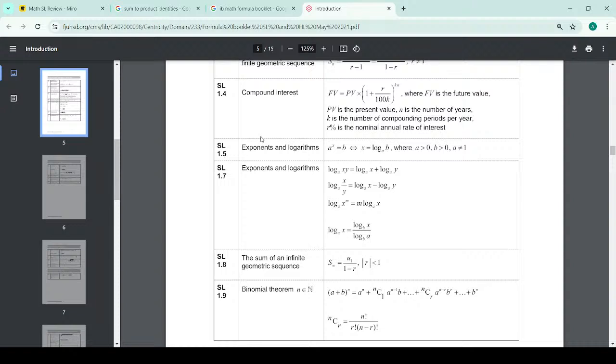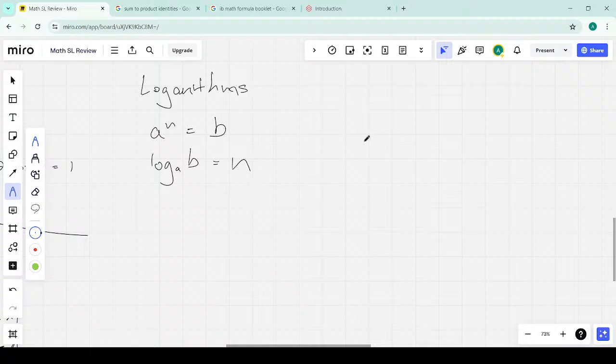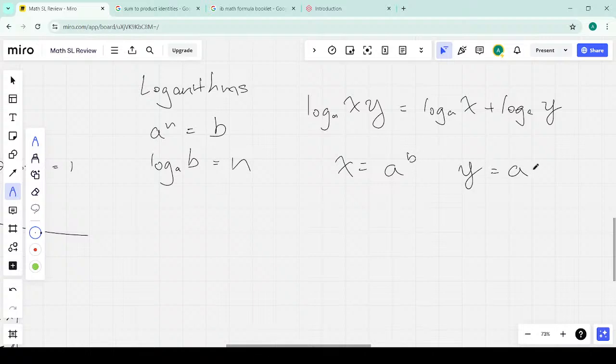So, first one is log a of xy. This is equal to log a x plus log a y. Realistically, the way you want to think about this is, let's say x was a to the power of b, and y was a to the power of c. So just some powers of a. So log a of x would obviously give b. Same with log a of y, that would give c.